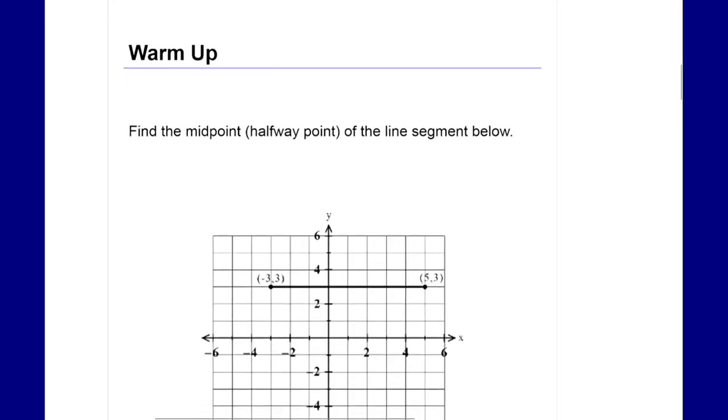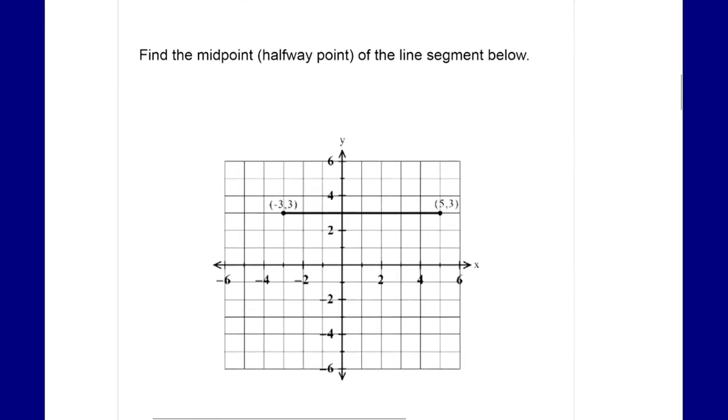So as a warm-up, really straightforward, right? We have a graph here. We have a line segment that goes from -3, 3 to 5, 3. I just want you to find the midpoint. Where is the midpoint? So where's the middle value or the halfway point? If I'm looking through here, we should find, okay, the midpoint is going to be right here. So that is our midpoint, and this midpoint is the point 1, 3.